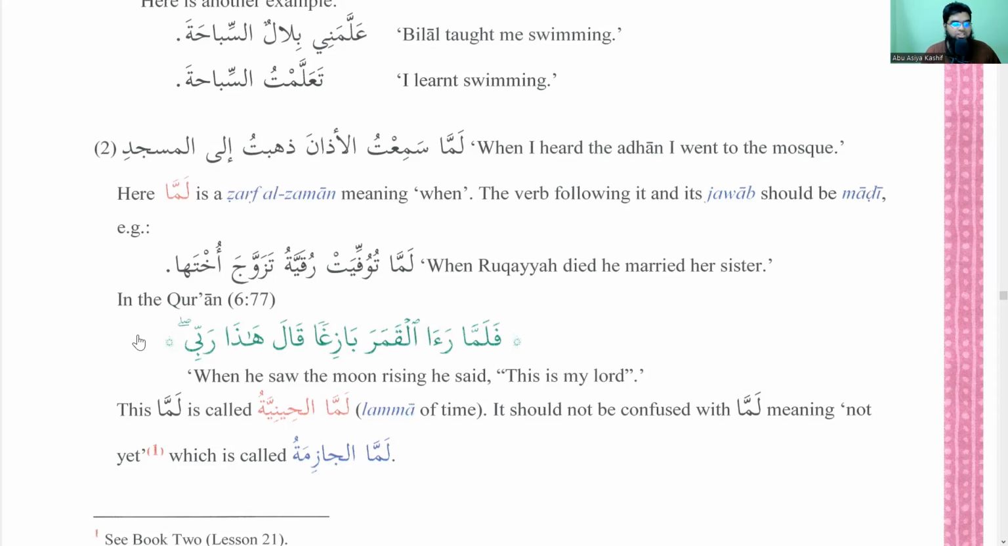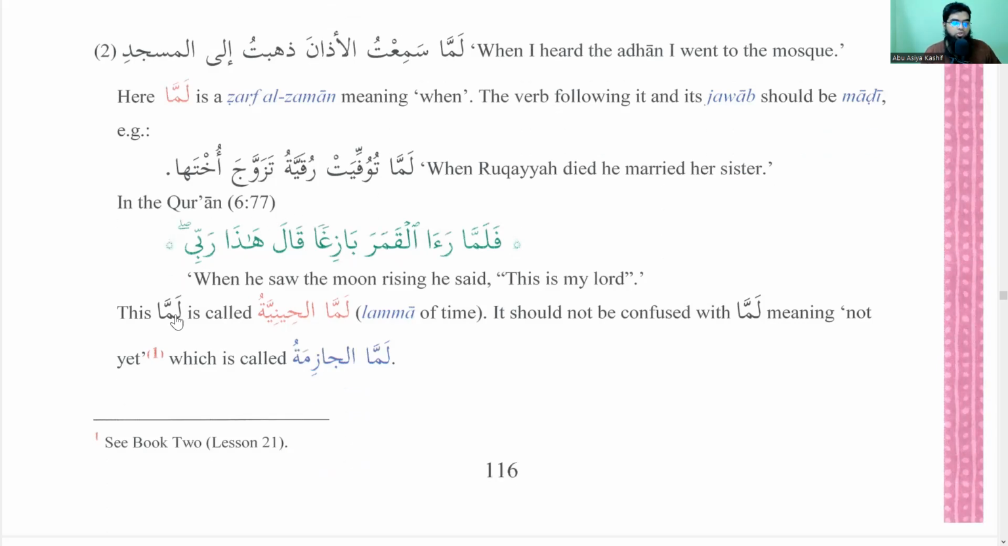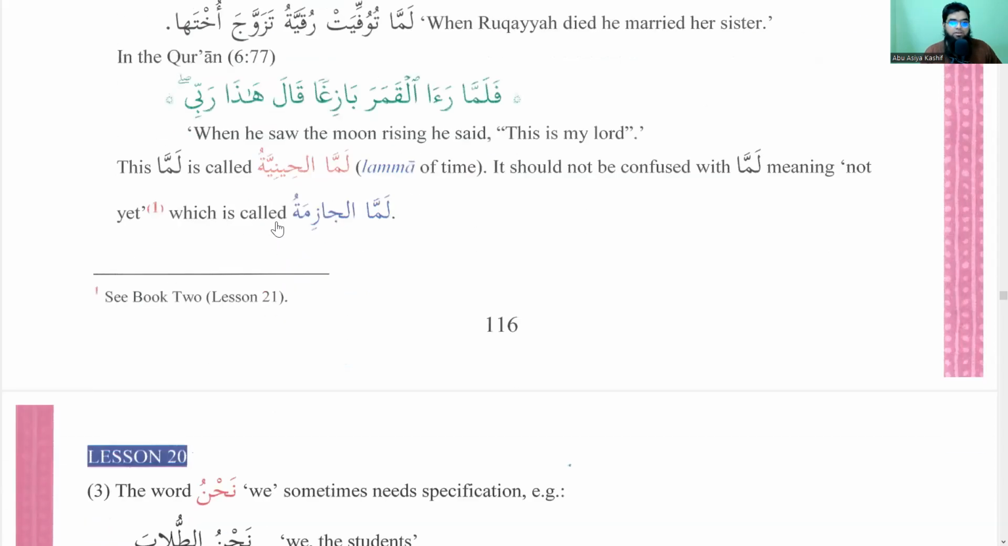Not yet is very uncommon, but this lamma is very common. So, two madis. Anytime you see this lamma, search for two madis. The lamma is called lamma al-hiniyya. It should not be confused with not yet, which is called lamma al-jazima.